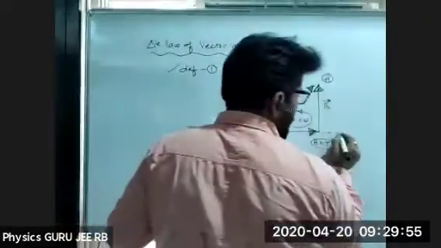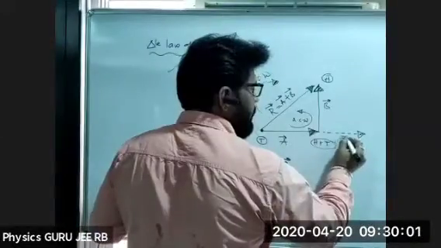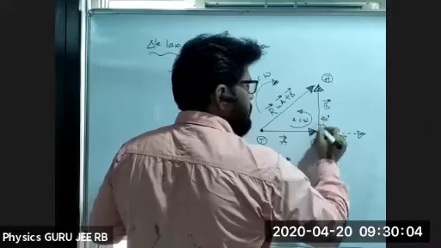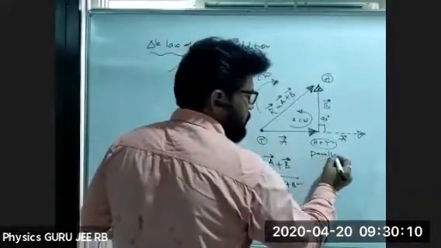Simply shift this one, parallel shift. First shift this one, then this is nothing but A. What is the angle? 90 degrees. Now again shift parallelly. This is a parallel shift.